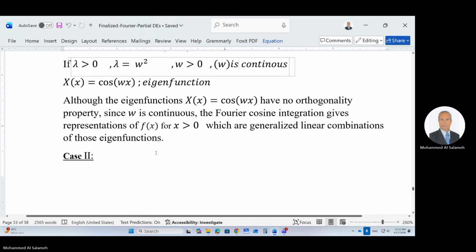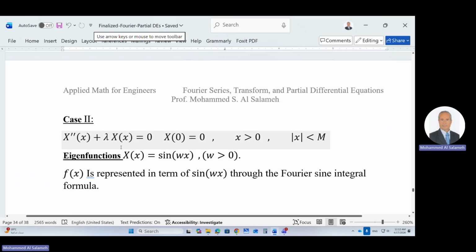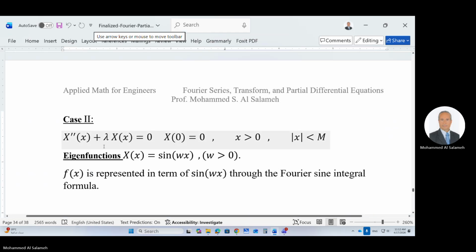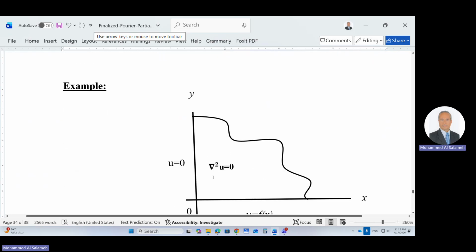Case 2. X double dash plus lambda x equal to 0, the same equation, but here x of 0 equals 0, not x prime. So we'll have the sine. The solution will be sine omega x. F of x is represented in terms of sine omega x through the Fourier sine integral formula, of course. There is an example here.